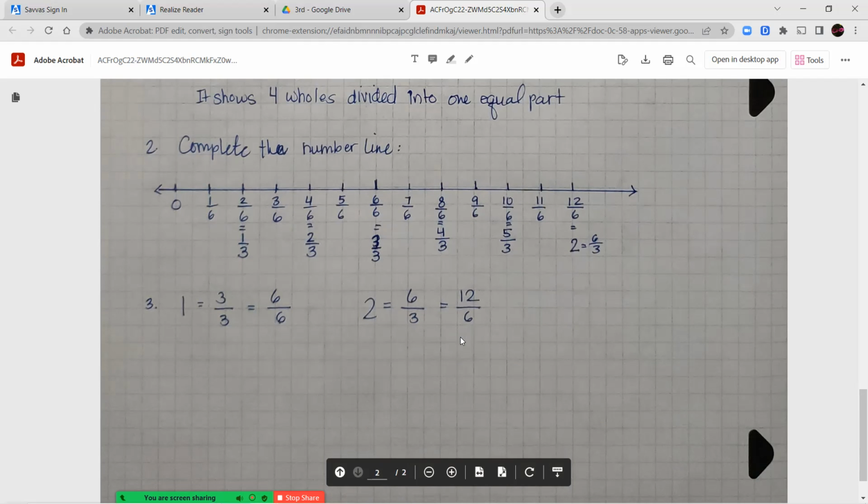And for number 3, we are writing out equivalent fractions. 1 whole is equal to 3/3 is equal to 6/6. 2 is equal to 6/3 or 12/6. And the way we know this is that our denominator tells us how many we have in 1 whole, and our numerator tells us how many pieces we have. So if I only need a group of 3 to make 1 whole, here I have 2 groups of 3. So that means I have 2 whole, and so on.